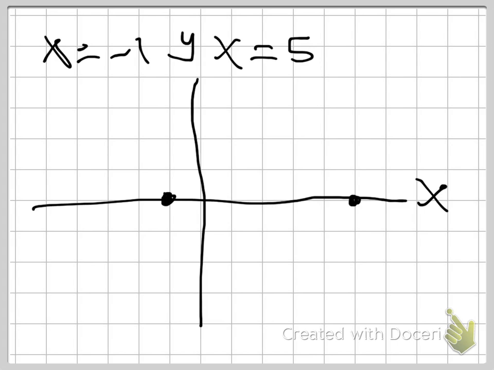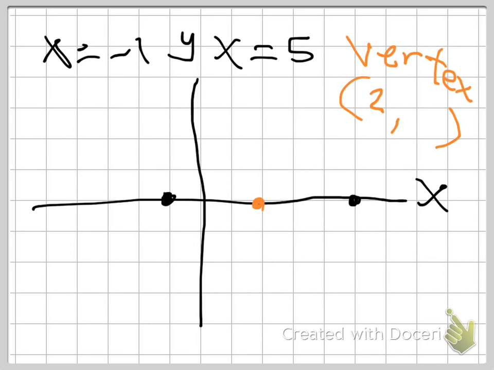What we're going to do for this graph is find the vertex. The vertex is always between the x-intercepts, the x of the vertex. So this point right here is right in the middle of the x-intercepts. So that's going to be the x of the vertex. So the vertex, the x value is going to be 2.